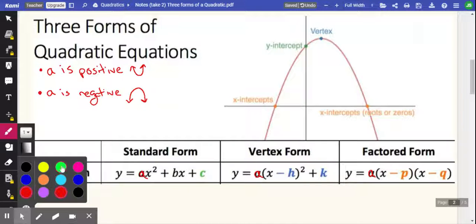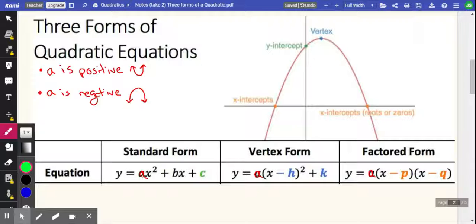So for instance, in the standard form, y equals ax squared plus bx plus c, you may or may not remember from last week that this c is really important. This c tells us our y-intercept. Okay, and what a y-intercept is, again, that's where our graph crosses the y-axis. Okay, so that's your y-intercept. So that's pretty important. It's one of the pieces of the puzzle.